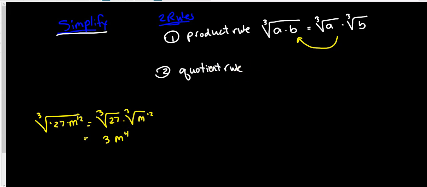The quotient rule is very similar. It deals with, instead of a product, a quotient. So for instance, if I have something like the square root of 4 over 9, have you ever learned to do square roots of fractions? I know that just seems scary to me, but I can break apart over divisions like this.